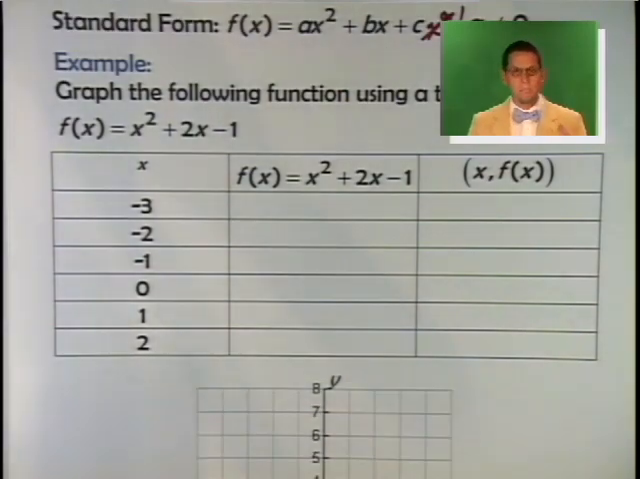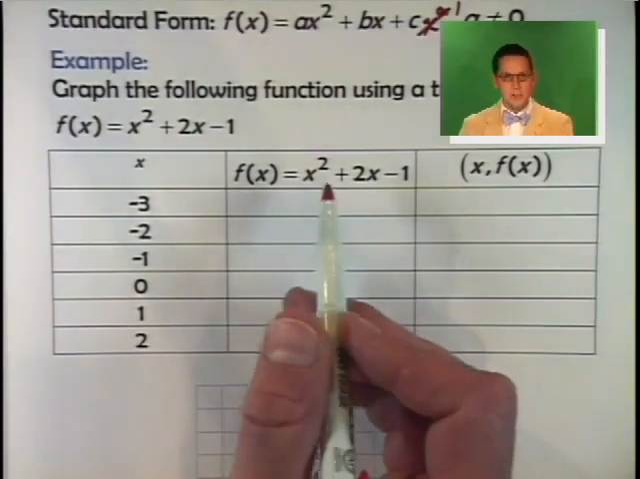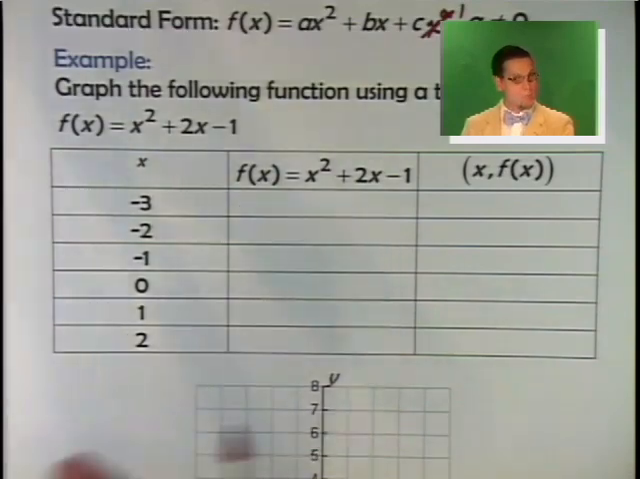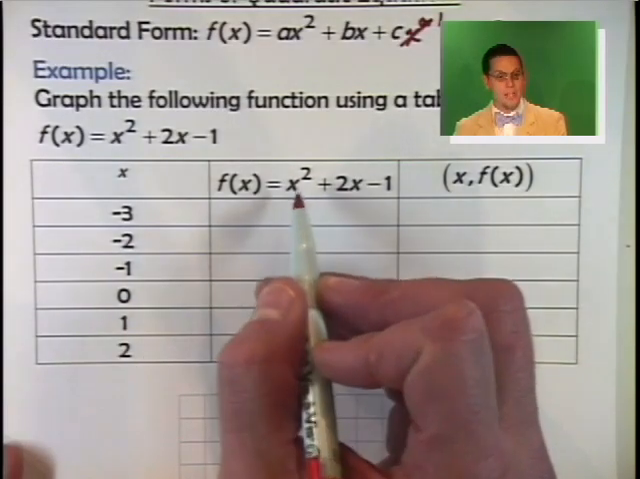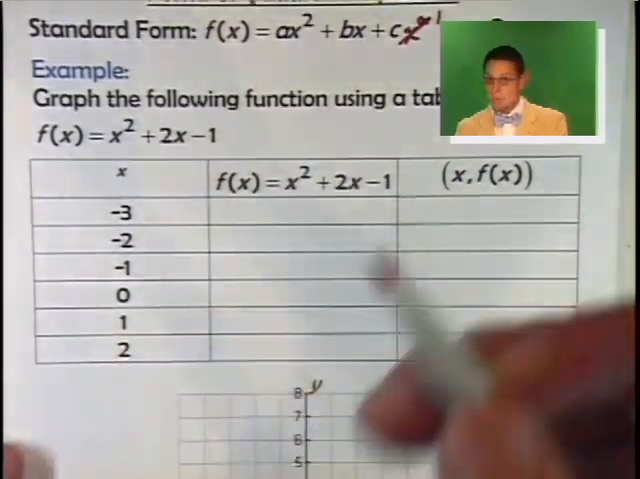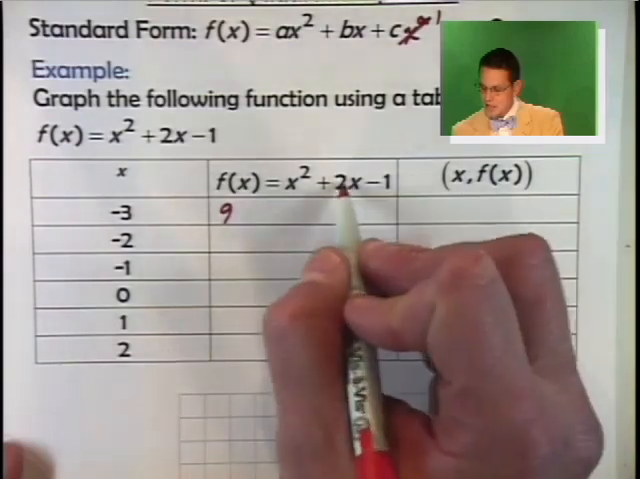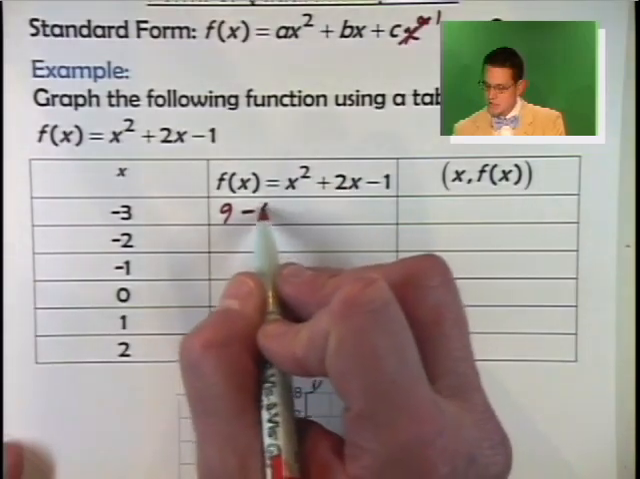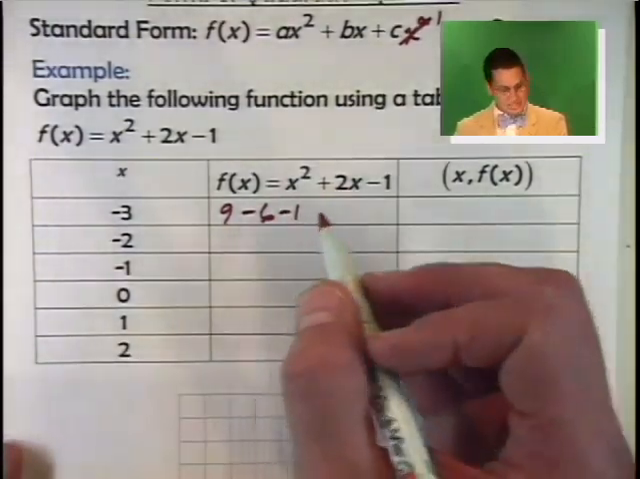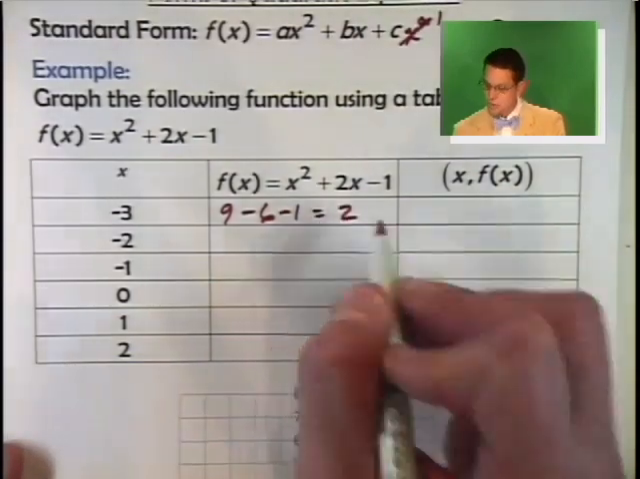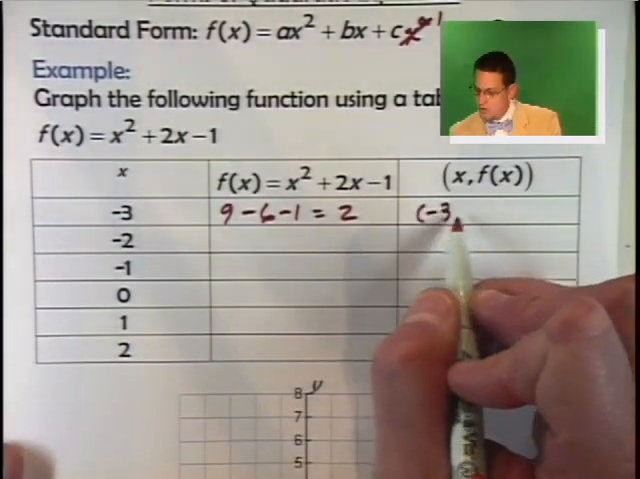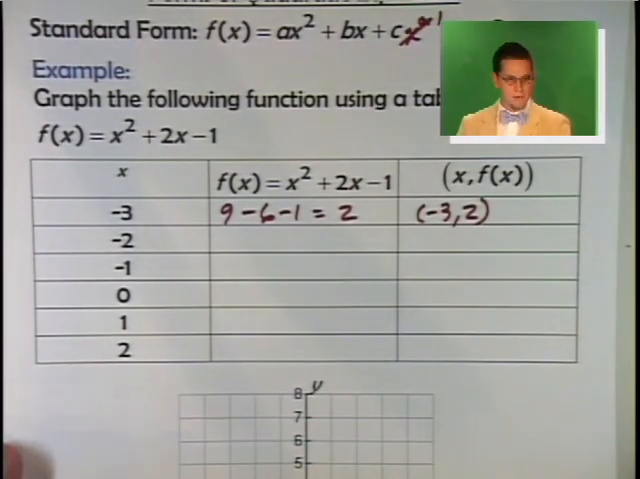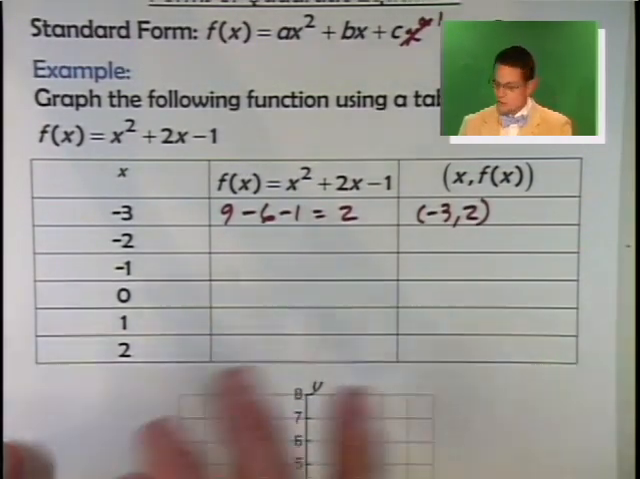Now what we're going to do is plug these into the equation and see what we get as our outputs, our dependent variables, our y values, our function values. So if I plug a -3 in and I square it, -3 squared is -3 times -3. That's going to be 9. -3 times 2 is -6, minus 1. So that's going to give me a value of 2. So now I've created an ordered pair. It's going to be (-3, 2). Okay? And I'll just proceed all the way down doing the same thing.